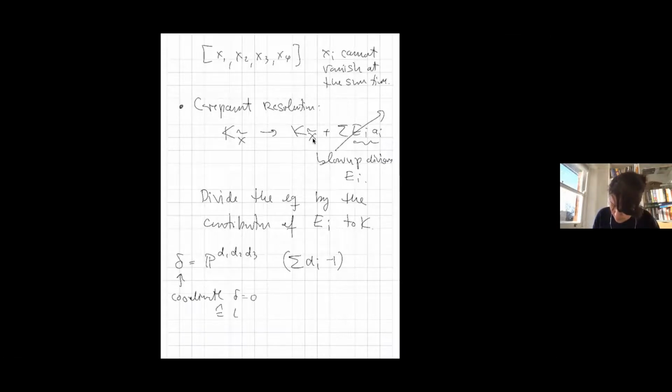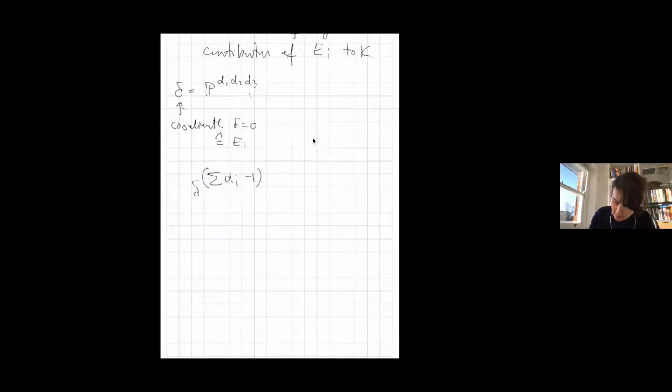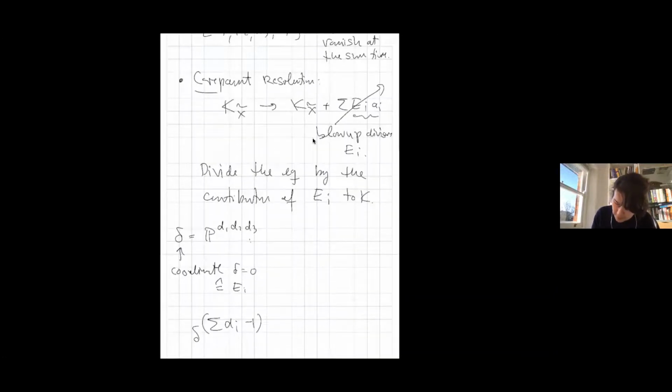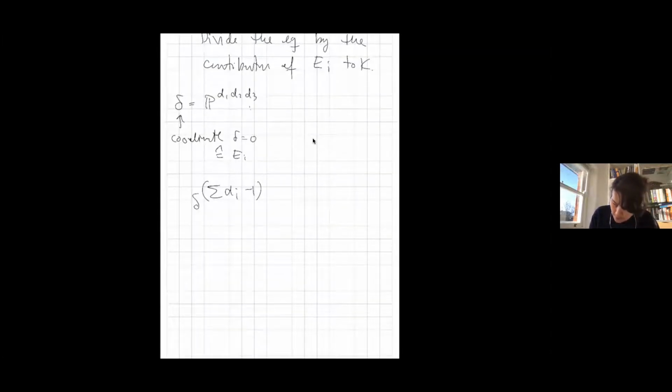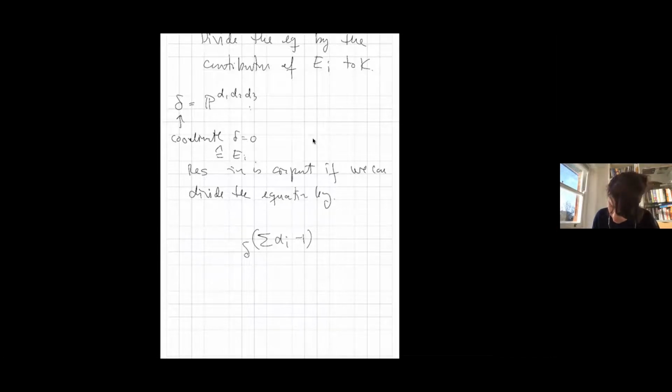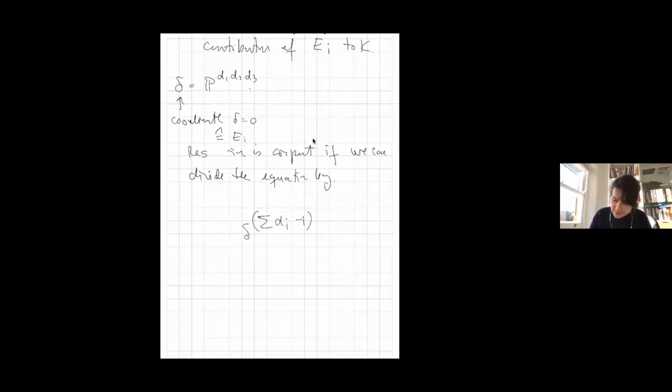Delta equals 0 corresponds to this new exceptional divisor. And so we need to divide this equation by this power of delta. So let me move this down here and write this out. So the proper transform, or the Kähler-ness of the resolution, is guaranteed if we can divide the equation by this power of delta. So let's consider this in our case.